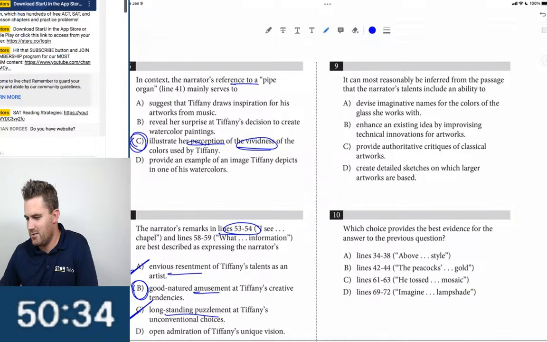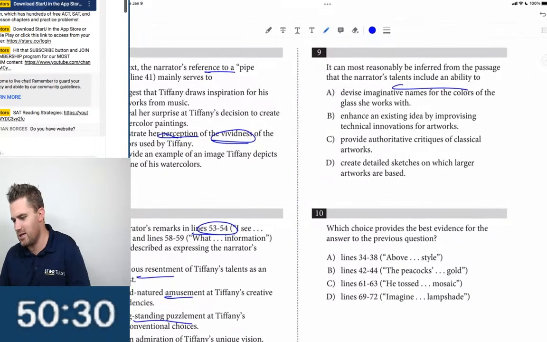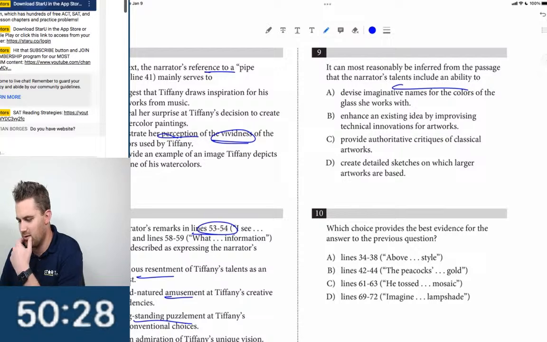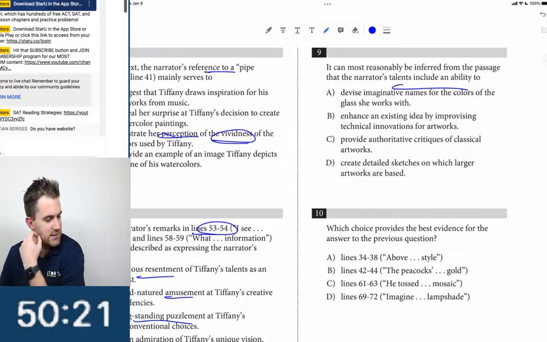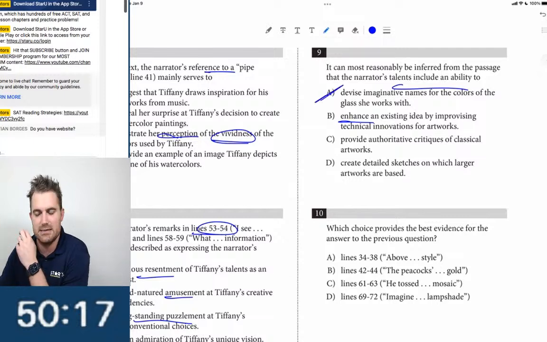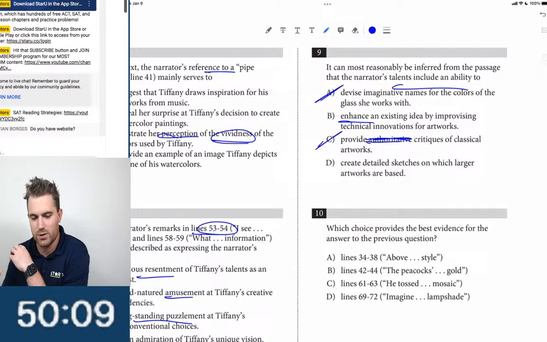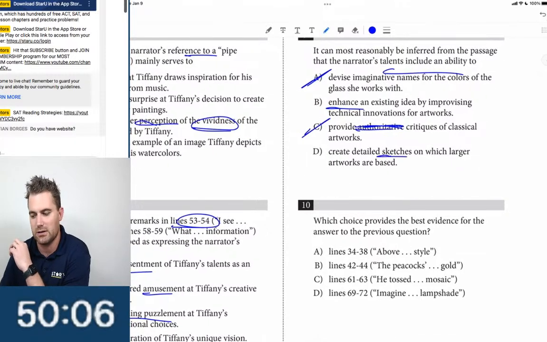It can illustrate for the passage that Tiffany's talents include an ability to devise imaginative names for the colors of glass. Probably not. Enhance an existing idea, right? Improvising technical innovations for artworks, potentially, right? Does everybody see on number 9 the potential? The enhance an existing idea was, remember, I said this at the end. It's not devise imaginative, authoritative critiques. It's not authoritative, right? Wrong tone word, not authoritative. So once you see that word authoritative, if it's not in line with the tone, eliminate it. Creates detailed sketches on which larger artworks are based.